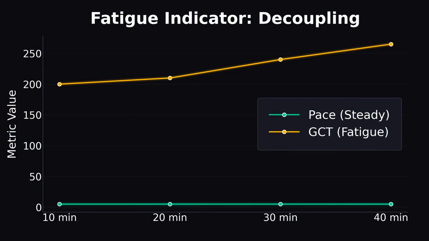This is called decoupling. When your pace line remains flat, but your GCT trends upward, you are moving from elastic energy to muscular force. This is your cue to end the hard session before form breaks down completely.